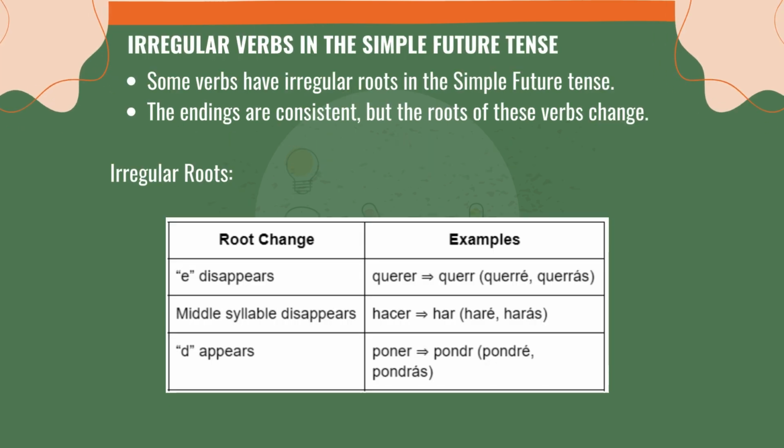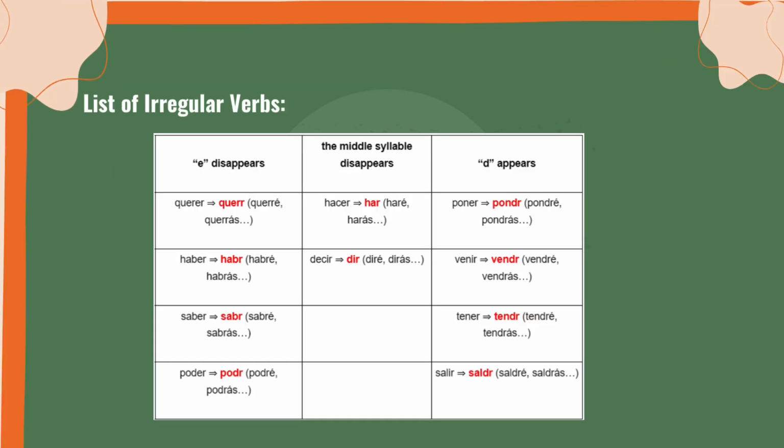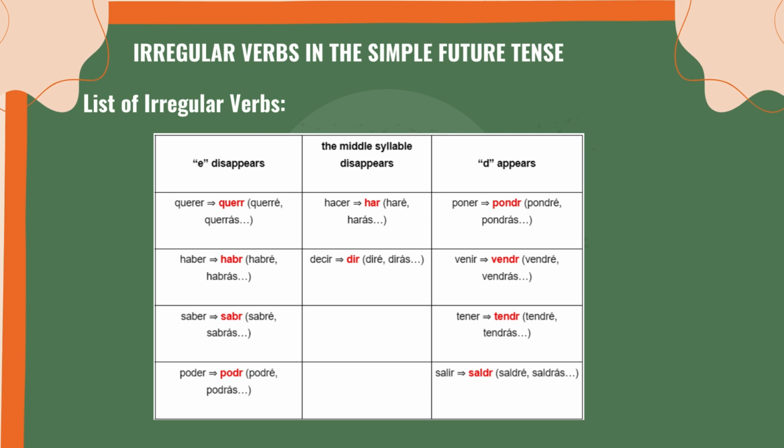Some verbs have irregular forms in the simple future tense. This means that the root of the verb changes, but the endings remain the same. Here are some common irregular verbs and how their roots change. Querer, to want, becomes querr. Querré, I will want. Querrás, you will want. Hacer, to do, to make, becomes har. Haré, I will do, make. Harás, you will do, make.